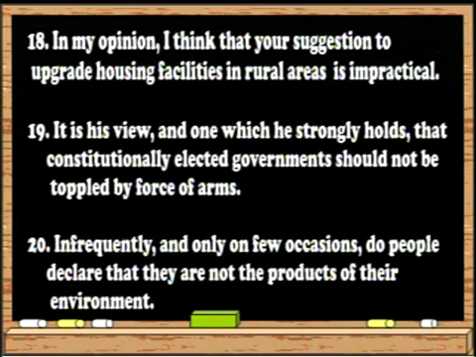Question 18 contains redundancies, as "in my opinion" and "I think" suggest the same meaning. Question 19 contains no error. It therefore takes option D, correct as it stands. Question 20 also contains redundancy. "Infrequently" and "only a few occasions" convey the same meaning. Hence, the letter A will be correct.